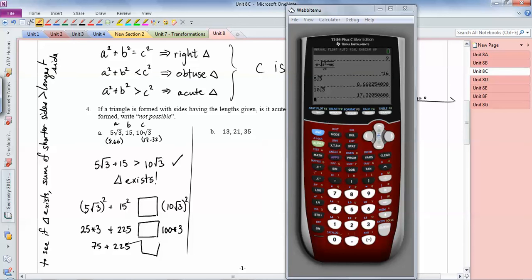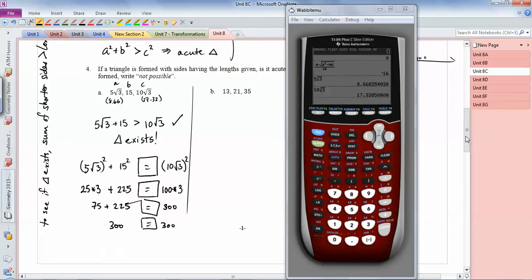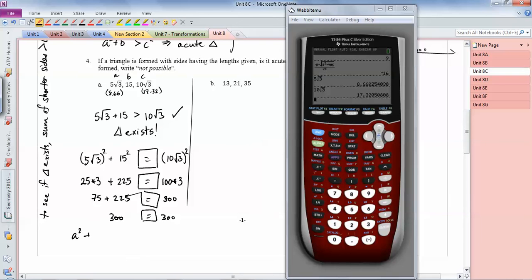How's that compare to 100 times 3, which is 300? Well, this is 300 on this side. So that equals 300. So all these guys are equal. Since a squared plus b squared equals c squared, we know it's a right triangle.